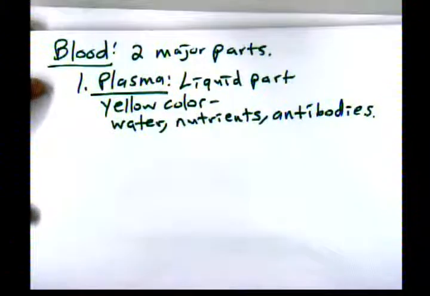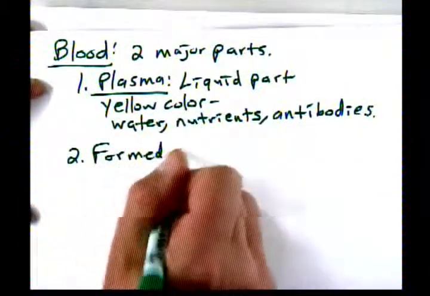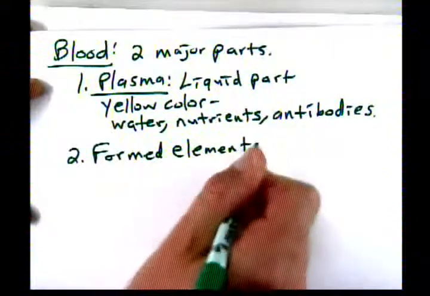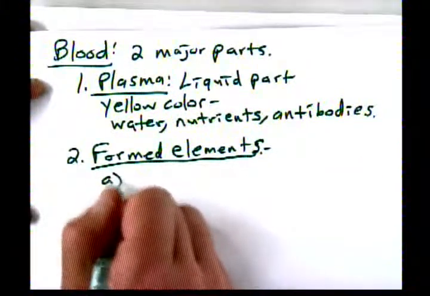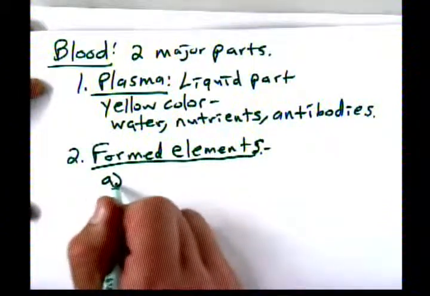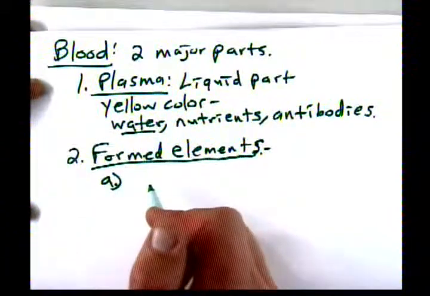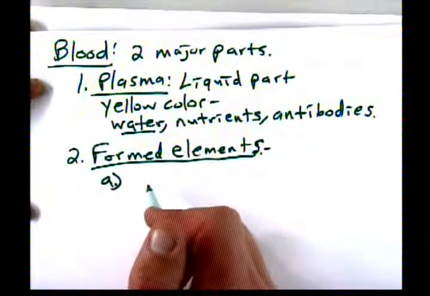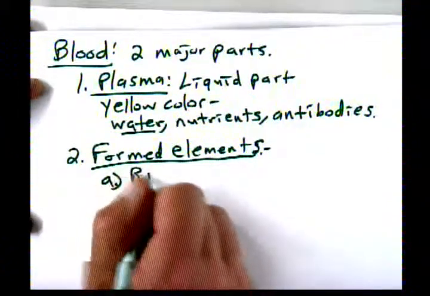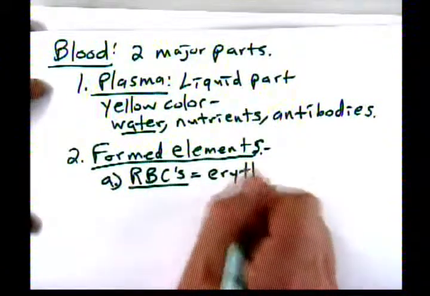Now, the second component to blood is what's referred to as the formed elements. Josh, these are the cellular component. Do you know what's one of the types of cells found in blood? How about types of cells that you find in your bloodstream? Not sure. Okay. There's the red blood cells. Red blood cells are also known as erythrocytes.